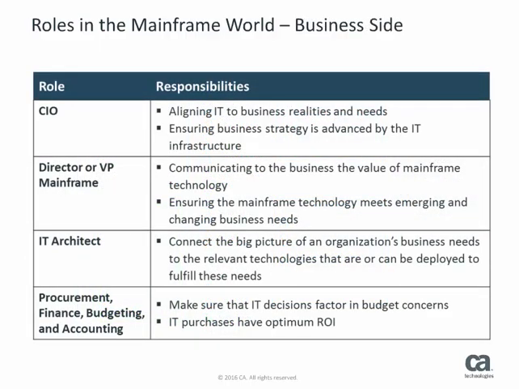On the business side, the CIO aligns IT to business realities and needs while ensuring the business strategy is advanced by the IT infrastructure. The Director, or VP of Mainframe, communicates the value of the mainframe to the business and ensures that the mainframe technology meets emerging and changing business needs. The IT Architect connects the organization's business needs to the relevant technologies that fulfill those needs. And the Procurement, Finance, Budgeting, and Accounting roles make sure that the IT decisions take budget concerns into account, and these purchases have optimum ROI.